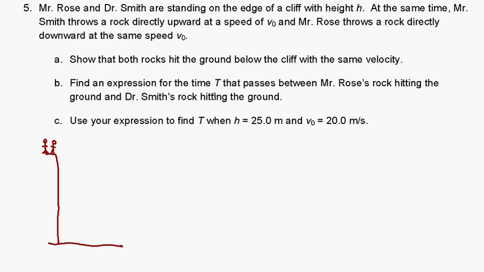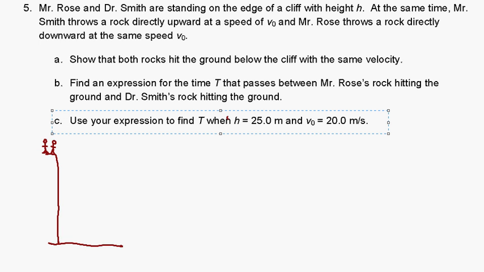Anyway, at the same time, Dr. Smith, that would be me, throws a rock directly upward at a speed of v0, and Mr. Rose throws a rock directly downward at the same speed v0. So we want to show that both rocks hit the ground below the cliff with the same velocity. And then we want to find how much time passes between them hitting.